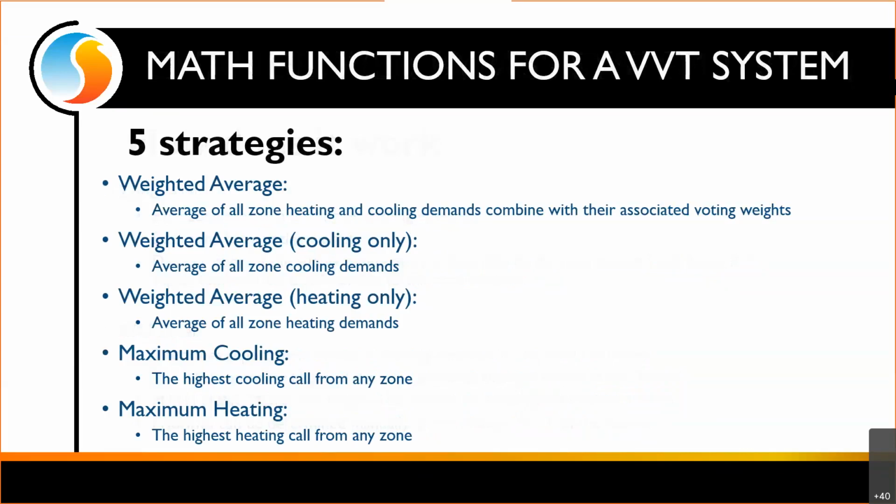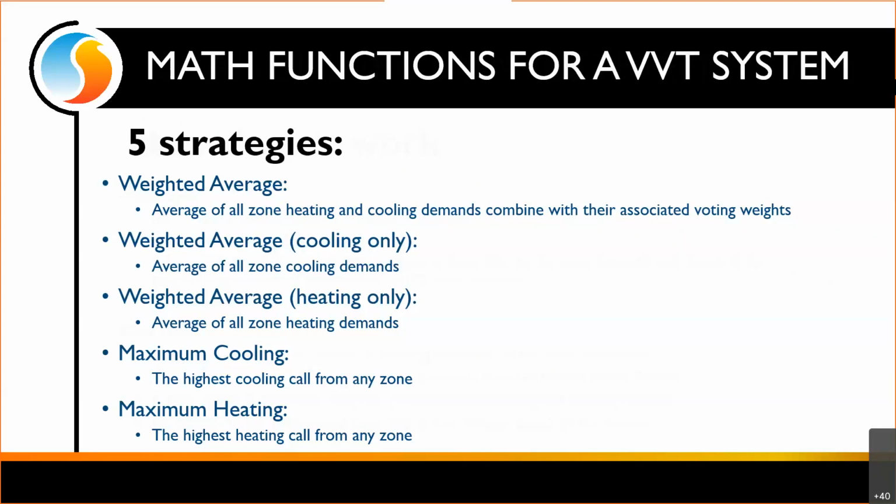So on the math function side, we have 5 different strategies. Number 1 is the weighted average. With this, it takes the average of all zone demands. So it literally puts together all heating and all cooling demands, and then it's going to combine them all together and come out with an average. A lot of people tend to use this specific strategy right out of the gate, but there's a reason why we try not to do it when we have many zones.